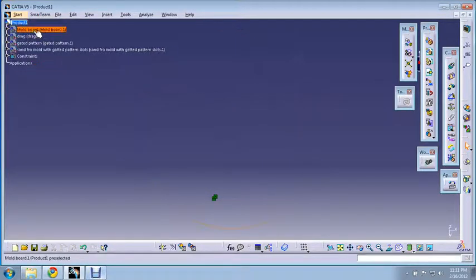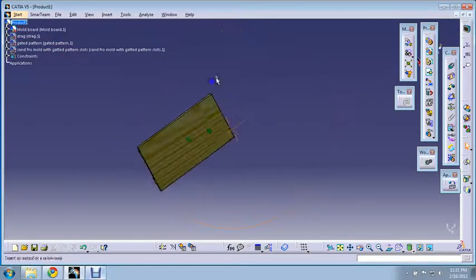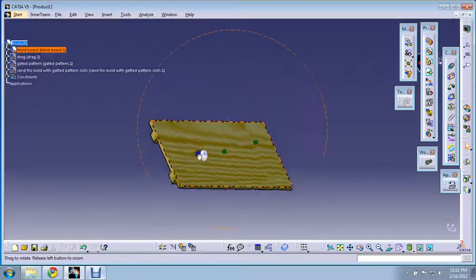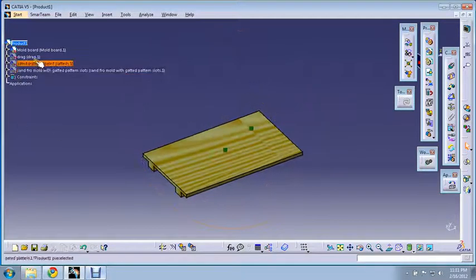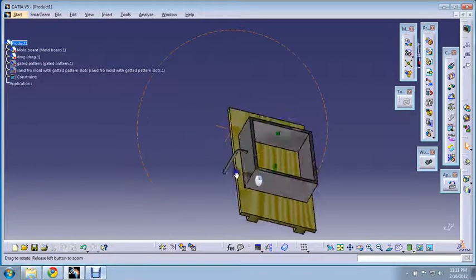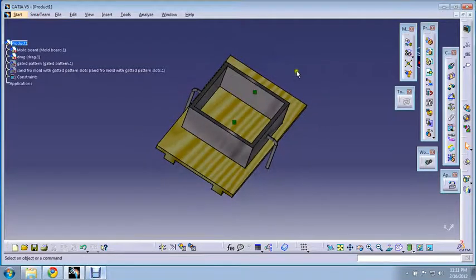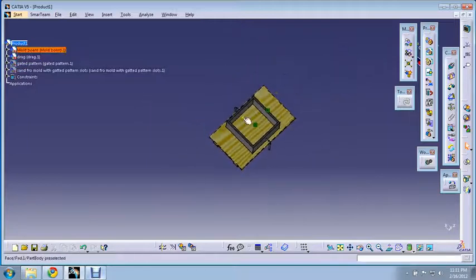First of all, we'll have this mold board. Secondly, we'll place the gated pattern and drag over this mold board. Let's first place the drag over the mold board. Now we'll introduce the gated patterns over this mold board.